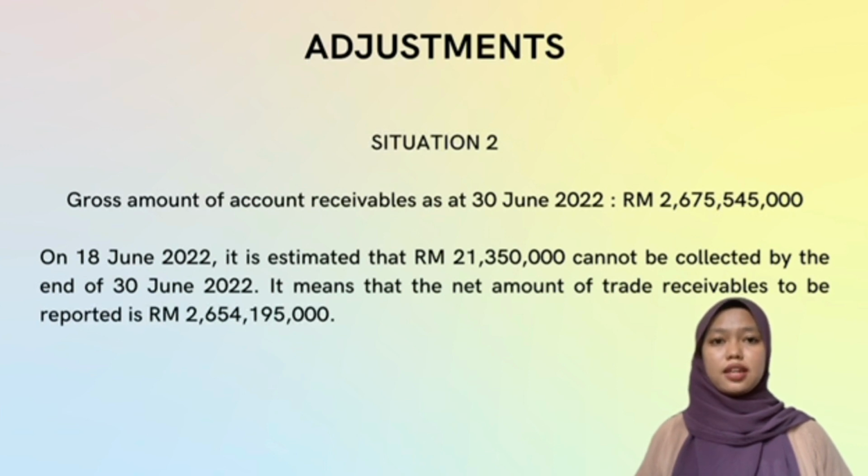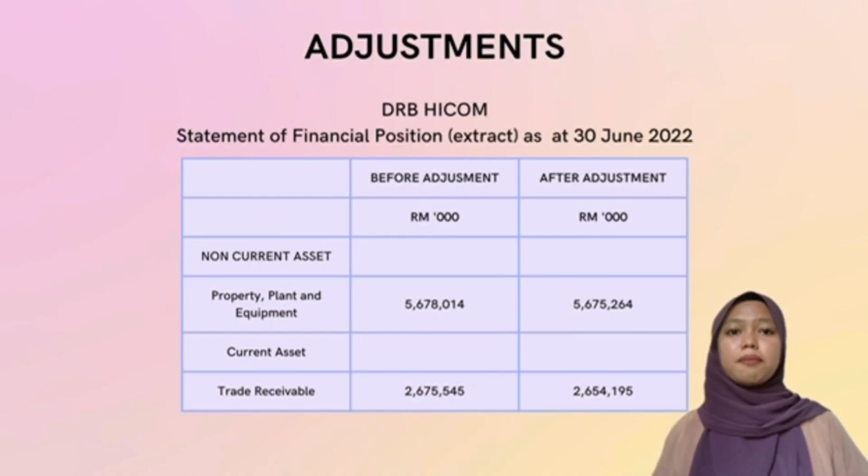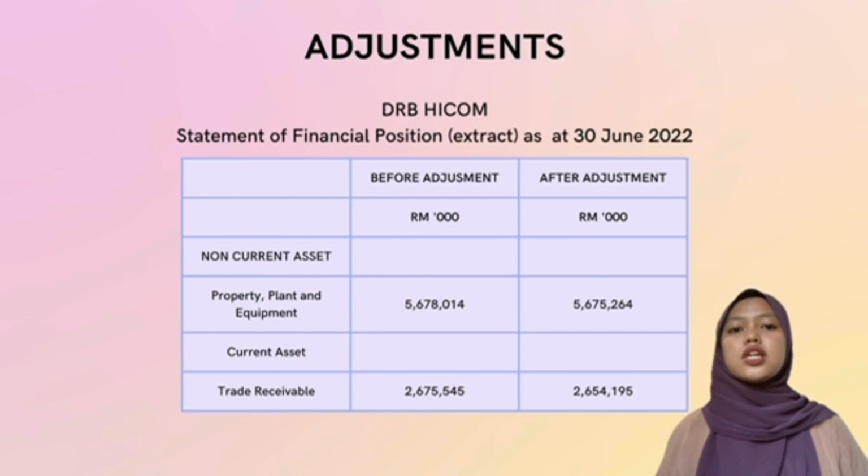The second situation is on 18 June 2022. It is estimated that Rm21,650,000 cannot be collected by the end of June 2022. It means that the net amount of trade receivable to be reported in the statement of financial position is Rm2,654,195. As shown in the statement of financial position above, the value of account receivable before the adjustment is Rm2,675,545,000 and after the adjustment is Rm2,654,195,000.